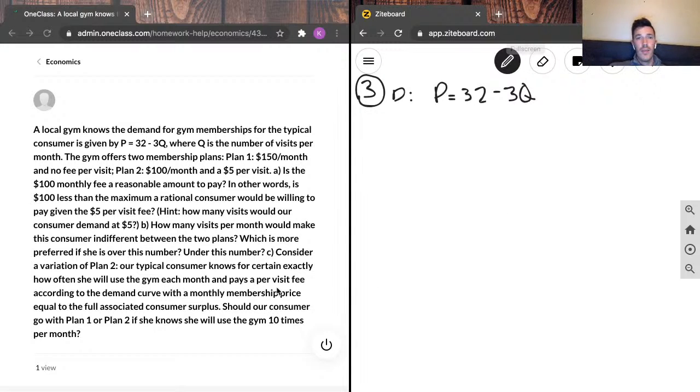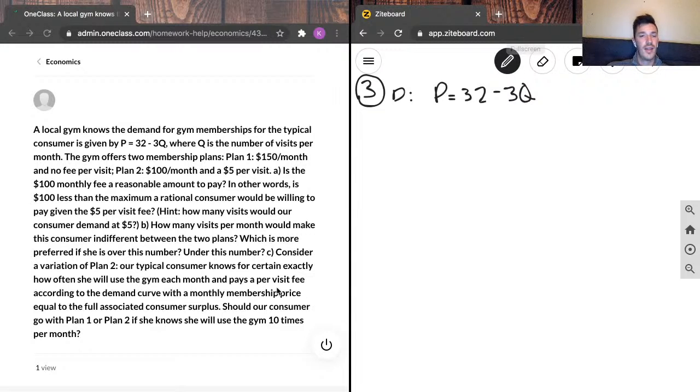Where was I? A local gym knows the demand for gym memberships for the typical consumer is given by P equals 32 minus 3Q, where Q is the number of visits per month. The gym offers 2 membership plans. Plan 1, $150 a month and no fee per visit, or Plan 2, $100 a month and a $5 per visit. A, is a $100 monthly fee a reasonable amount to pay? In other words, is $100 less than the maximum a rational consumer would be willing to pay given the $5 per visit fee? Hint, how many visits would our consumer demand at $5? And B, how many visits per month would make the consumer indifferent between the 2 plans, and which is more preferred if she is over this number, or under this number?